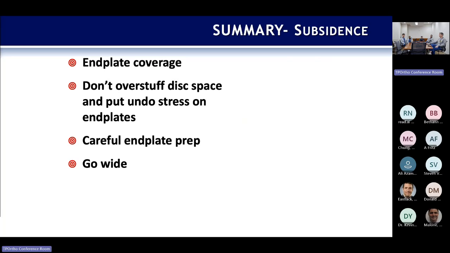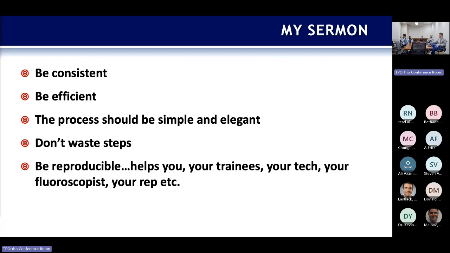So when it comes to the actual procedure, and by that we're saying we're docked now, now we're going to do our end plate prep, or our disc prep. My little sermon is be really consistent. Try to be efficient, and that doesn't mean fast. It just means efficient. Don't repeat steps if you can avoid it. It should be simple and elegant.